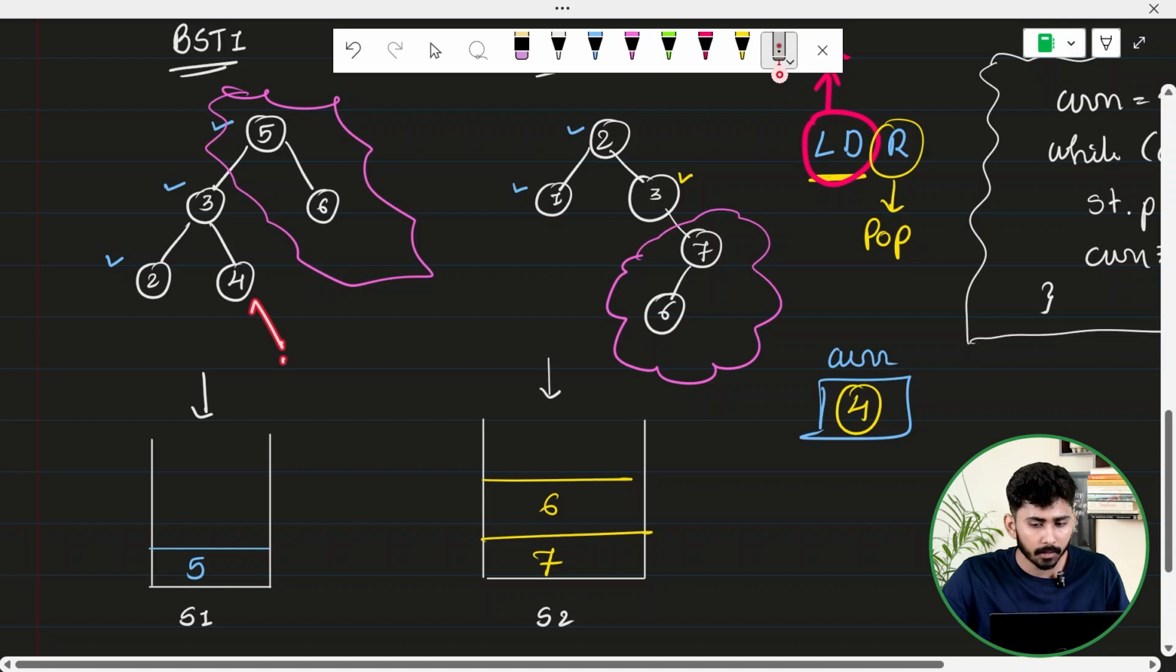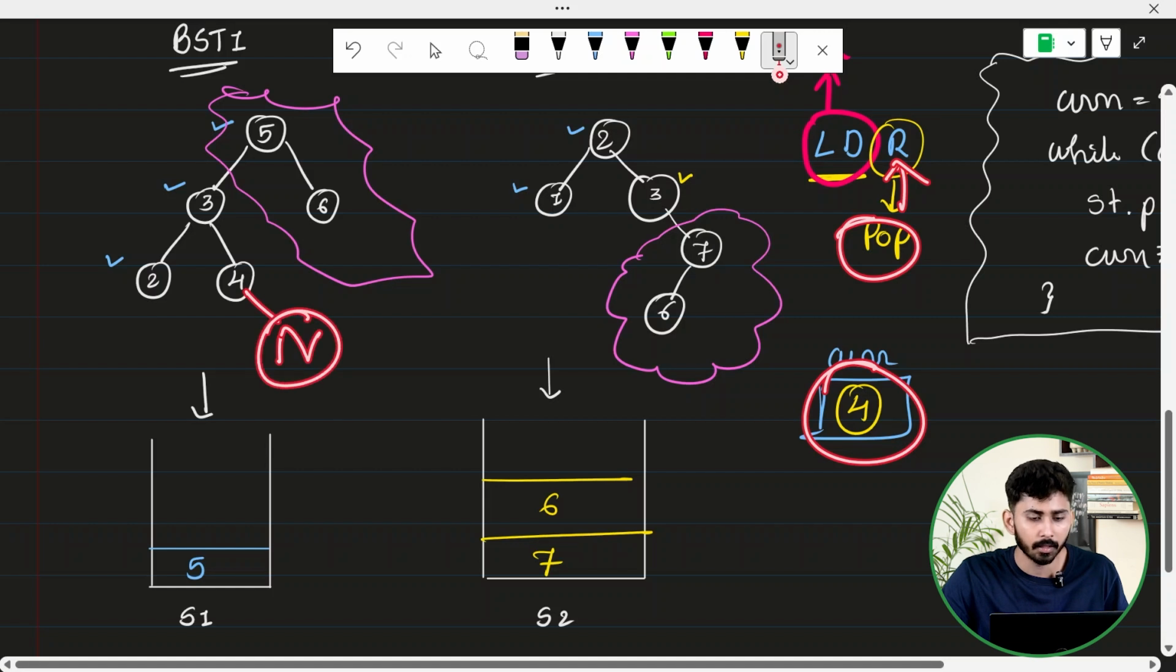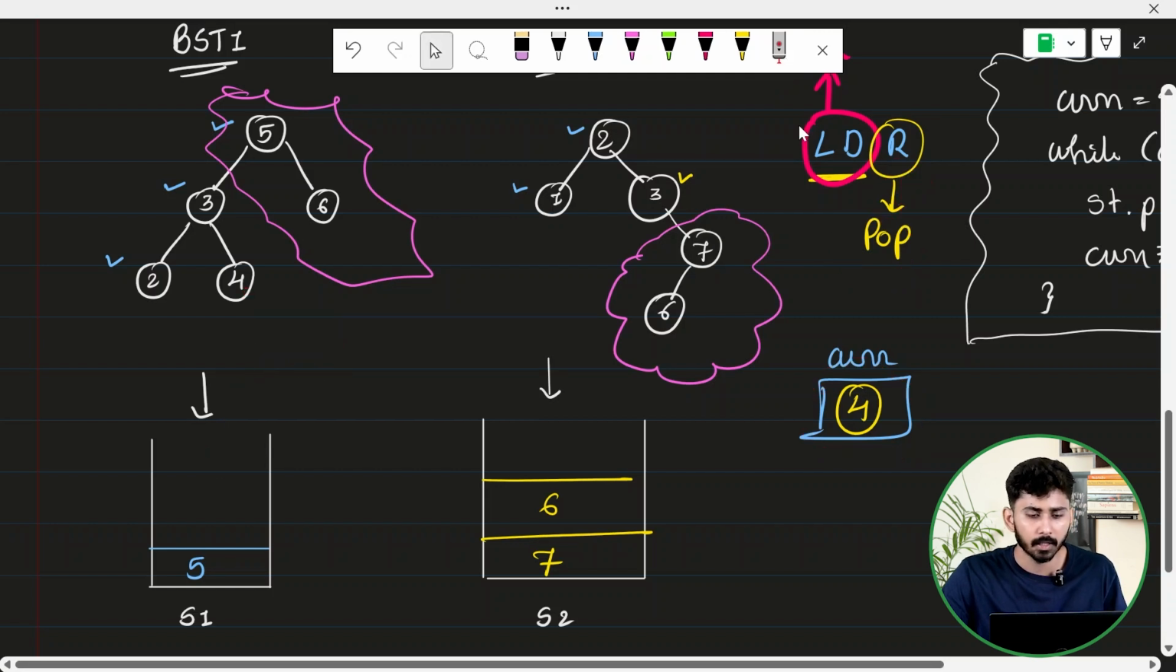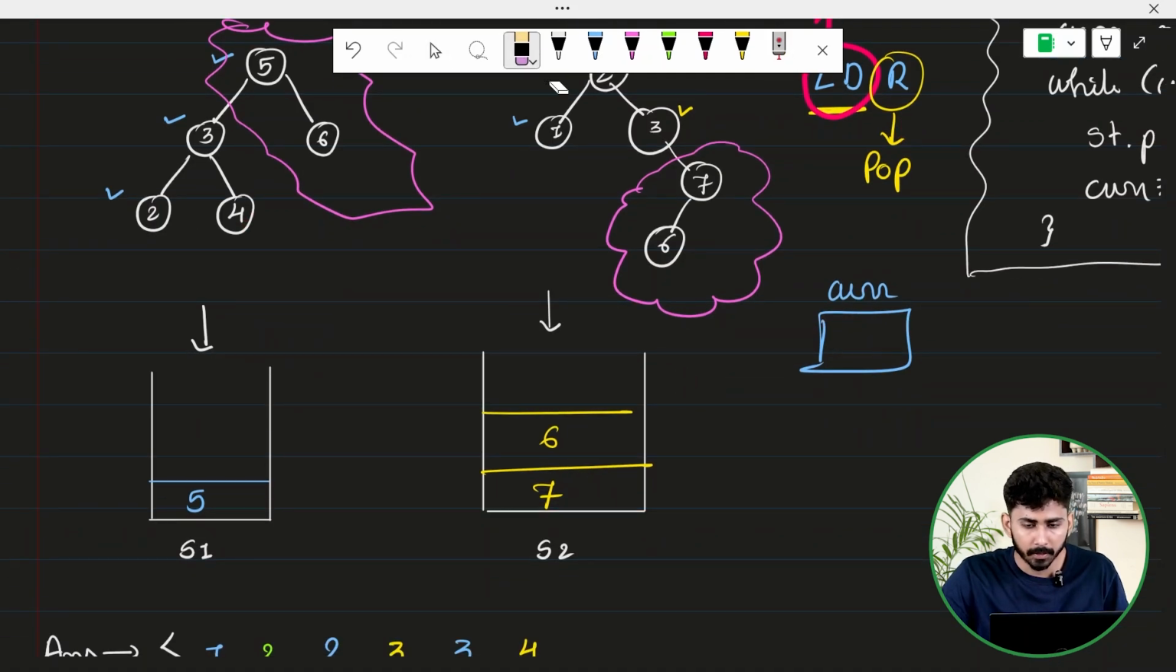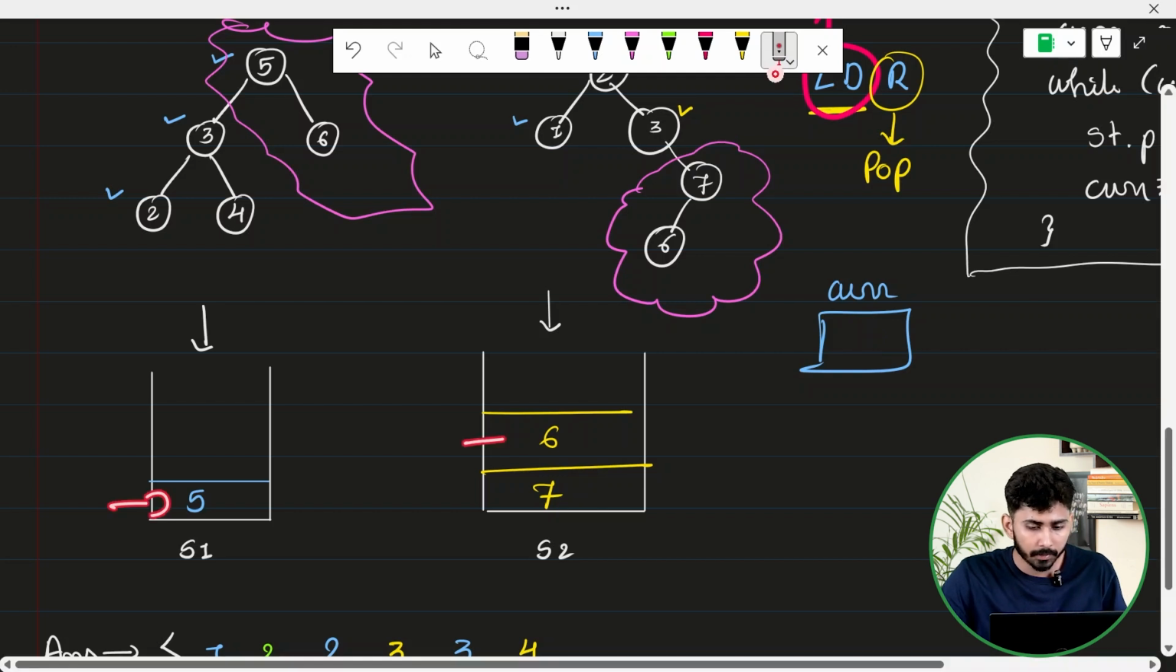But now I have to check the right subtree. So whenever I pop any element, I have to check the right subtree of the current node. So the current node's right subtree is what? It is null. So nothing will be inserted inside my stack. So moving on forward, 4 has been printed in the output. Again pick the smaller one, 5 and 6. Which is the smaller one? I can see 5 is the smaller one.